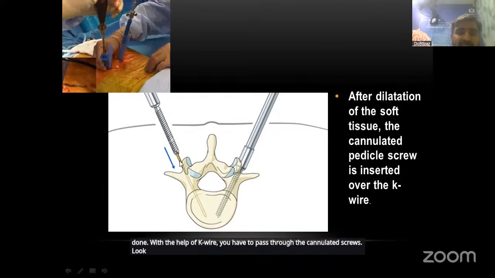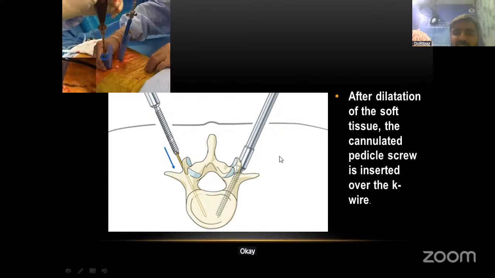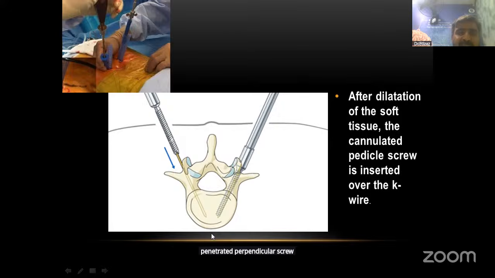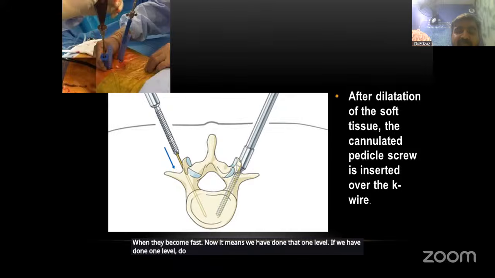Look here. After the dilators, the cannulated pedicle screw should be put down, because we have made the space all the way and the K wire is there to guide us. Look at the picture above: the cannulated pedicle screws are being passed all the way. When they are passed, it means we have done that one level. If we have done one level, do all the levels in the same fashion.